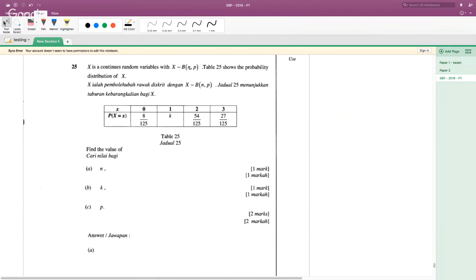So which one is N? N is actually quite simple. Basically you choose the largest value of X. In the table here, the largest value of X is 3, right? So N equals 3, just 1 mark.